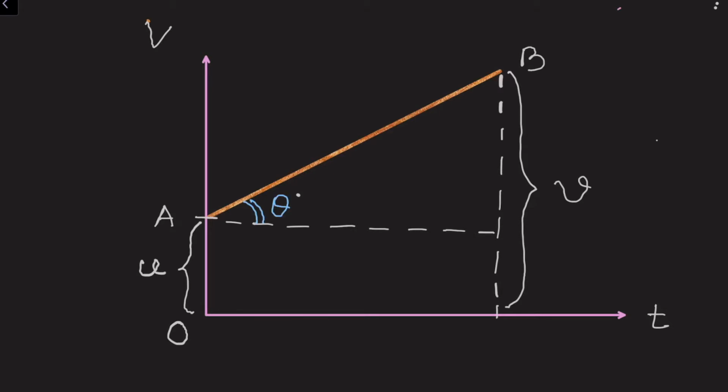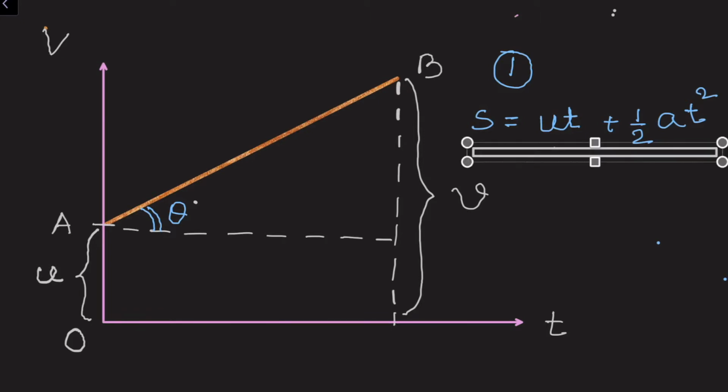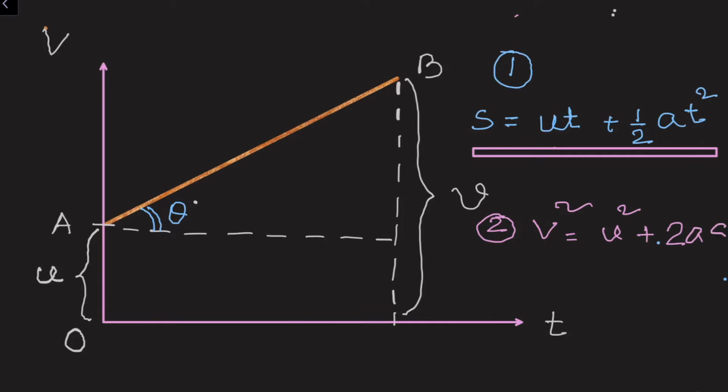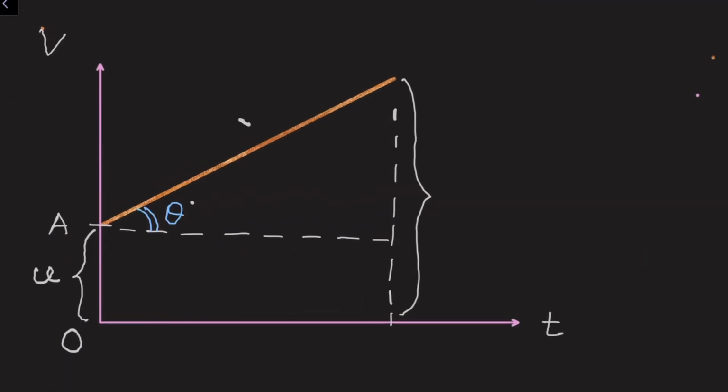Now we want to do first s equals ut plus half at square. We have to prove this graphically, and there should be a second equation, v square equals u square plus 2as, this one. Now let us shift the graph here so that we get enough space. This is small v, the final velocity.